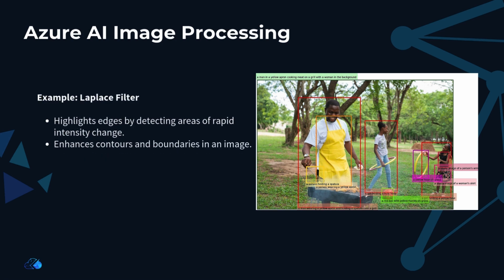For example, take the Laplace filter, which is specifically designed to highlight the edges of shapes in an image. When the Laplace filter is applied, it identifies areas of rapid intensity change, like where one object ends and another begins. The result is an edge-enhanced image that emphasizes the contours and boundaries of shapes.